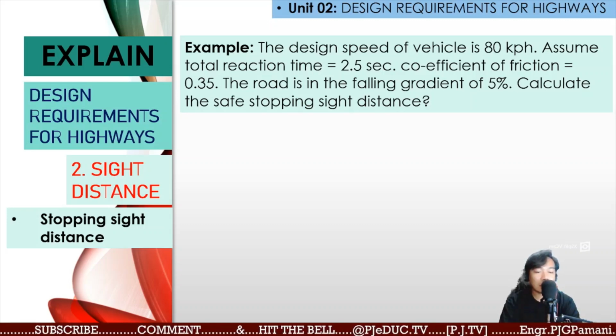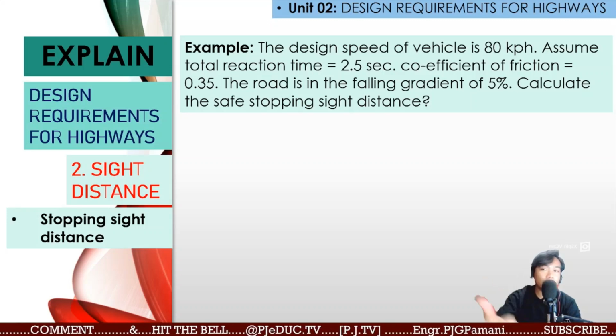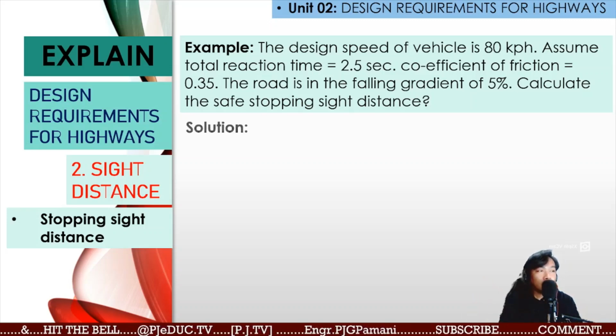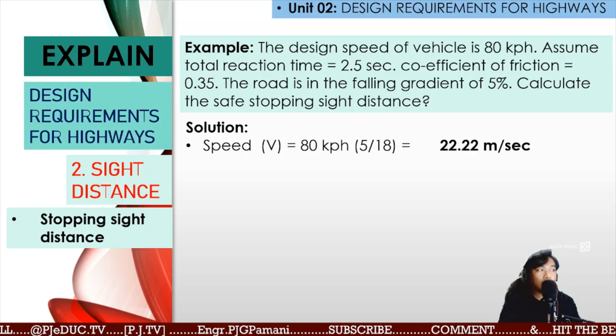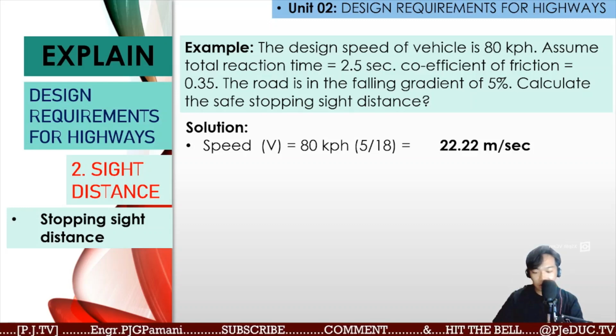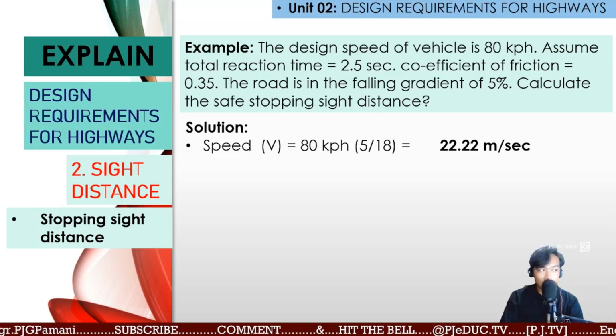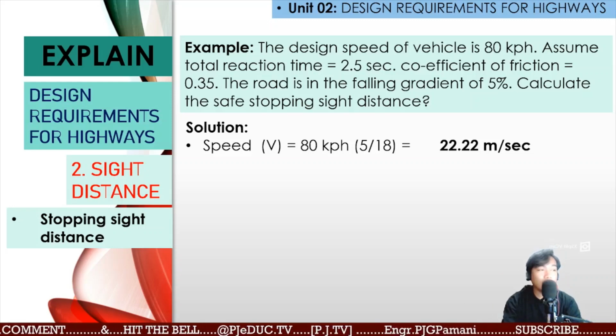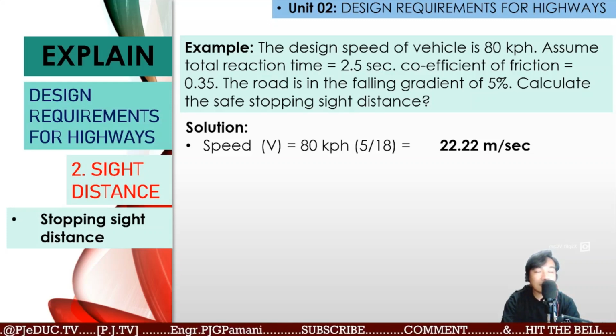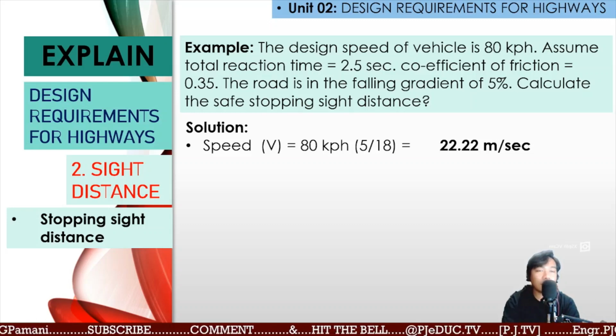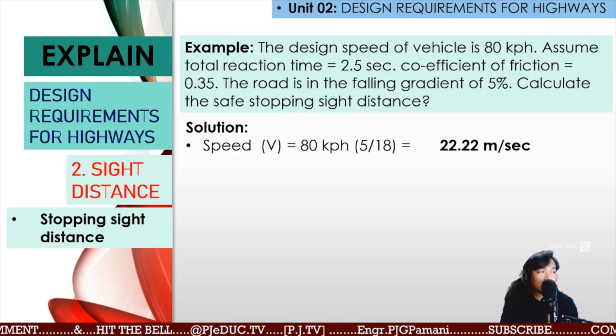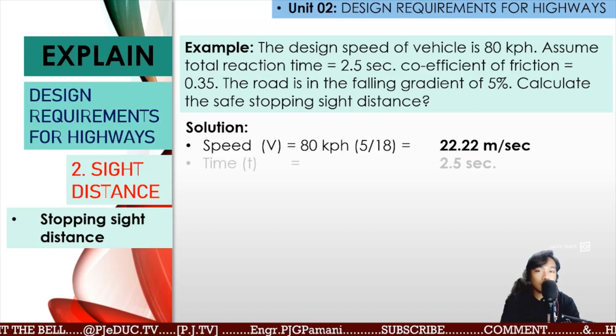What is our SSD now? We can solve this by either the first formula or the second formula. Now, for our solution, note that the given or initial speed of the vehicle is 80 kph. So we have to convert that to meters per second, 80 kph times 5 over 18. We have standardized that the conversion of kph to meters per second is 5 over 18, so we don't have to use decimals. It's direct. 80 kph to meters per second is 22.22 meters per second.